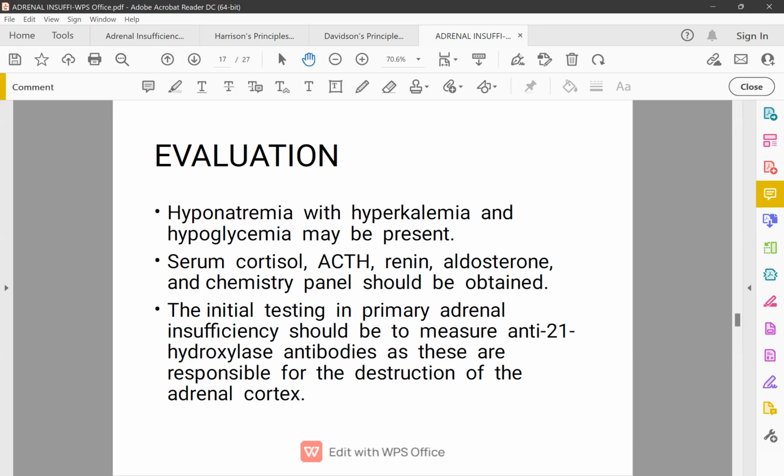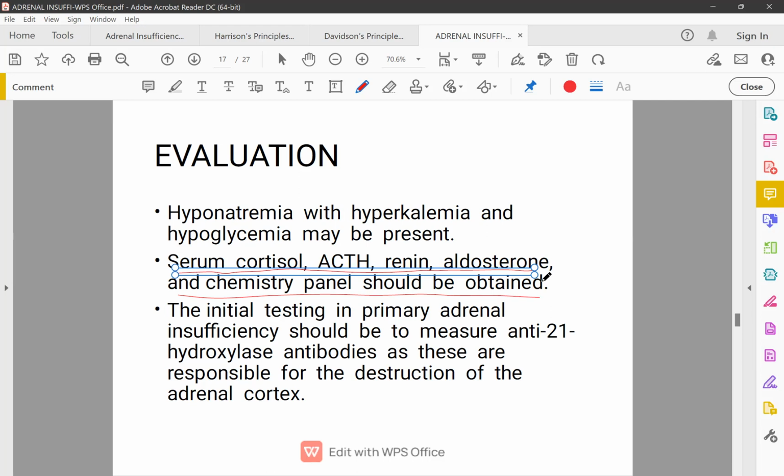Coming to evaluation of adrenal insufficiency, the most common features are hyponatremia with hyperkalemia and hypoglycemia. We do lab assessments like serum cortisol, ACTH, renin, aldosterone, and routine investigations like CBC and serum electrolytes. The initial testing in primary adrenal insufficiency should be to measure autoantibodies like anti-21 hydroxylase antibodies, which are responsible for destruction of the adrenal cortex. The commonest cause of primary adrenal insufficiency is autoimmune, so you measure that as the first step.